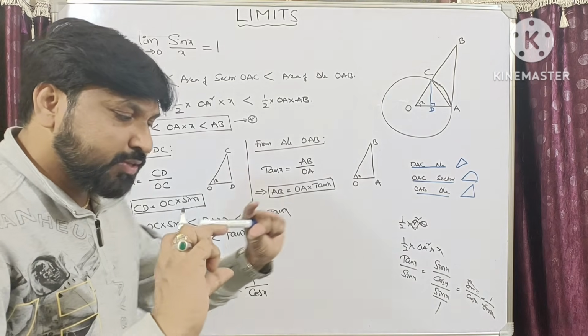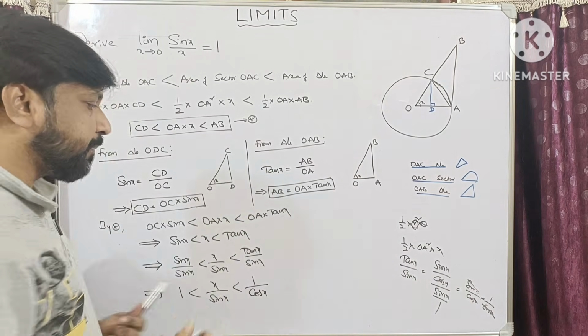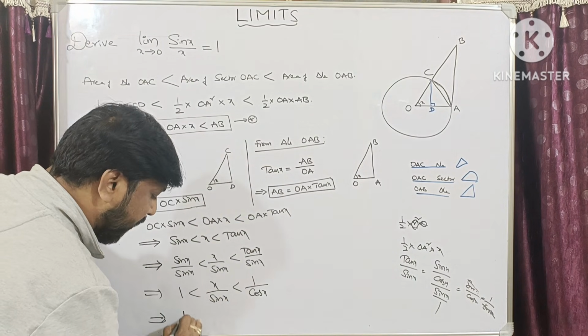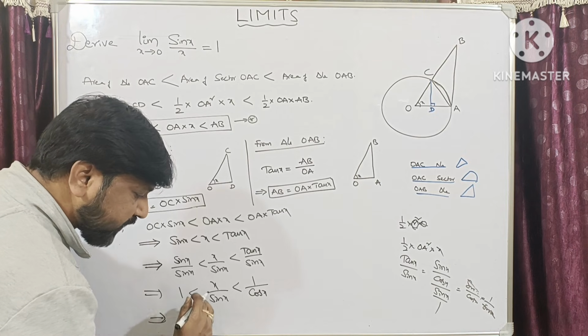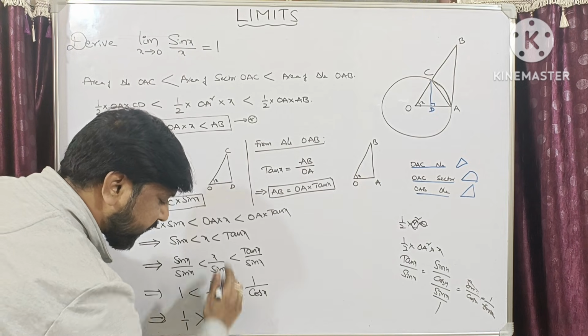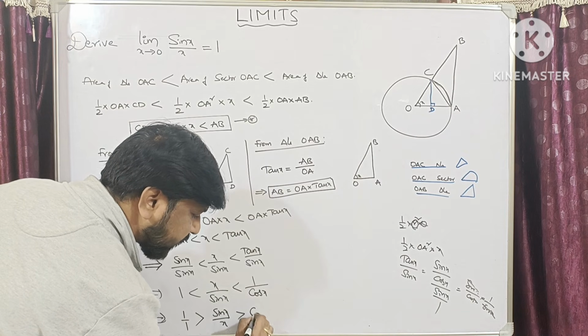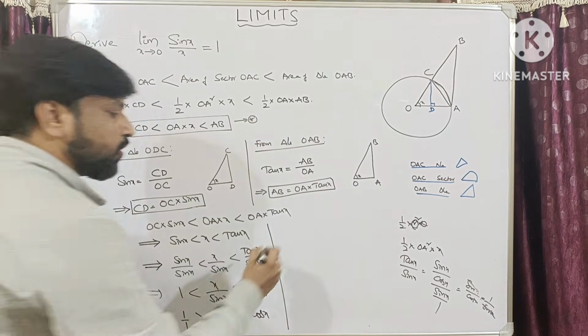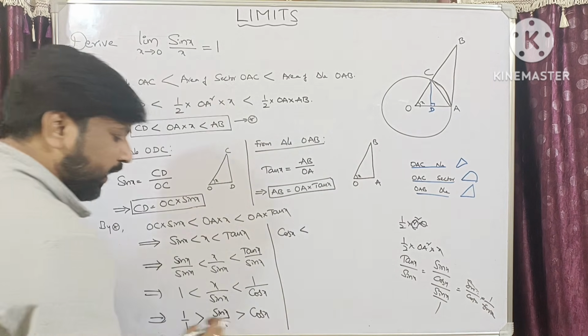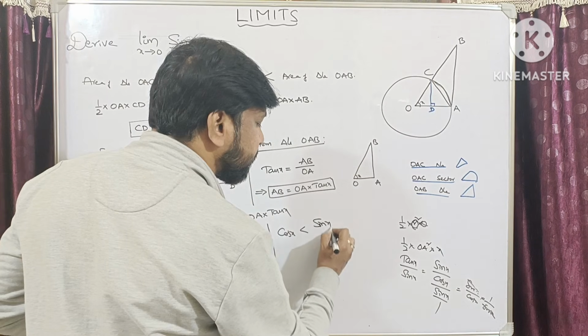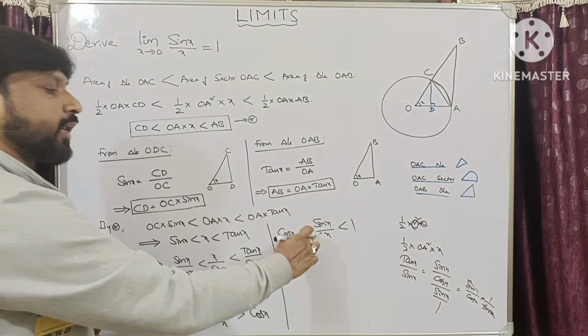Now you just need to take the reciprocal. If you take the reciprocal, the inequality will be changed. Whenever you take a reciprocal, the inequality changes. The reciprocal of x by sin x becomes sin x by x, which is greater than the reciprocal of 1 by cos x, that is cos x. So this can be written the other way: cos x is less than sin x by x, which is less than 1.